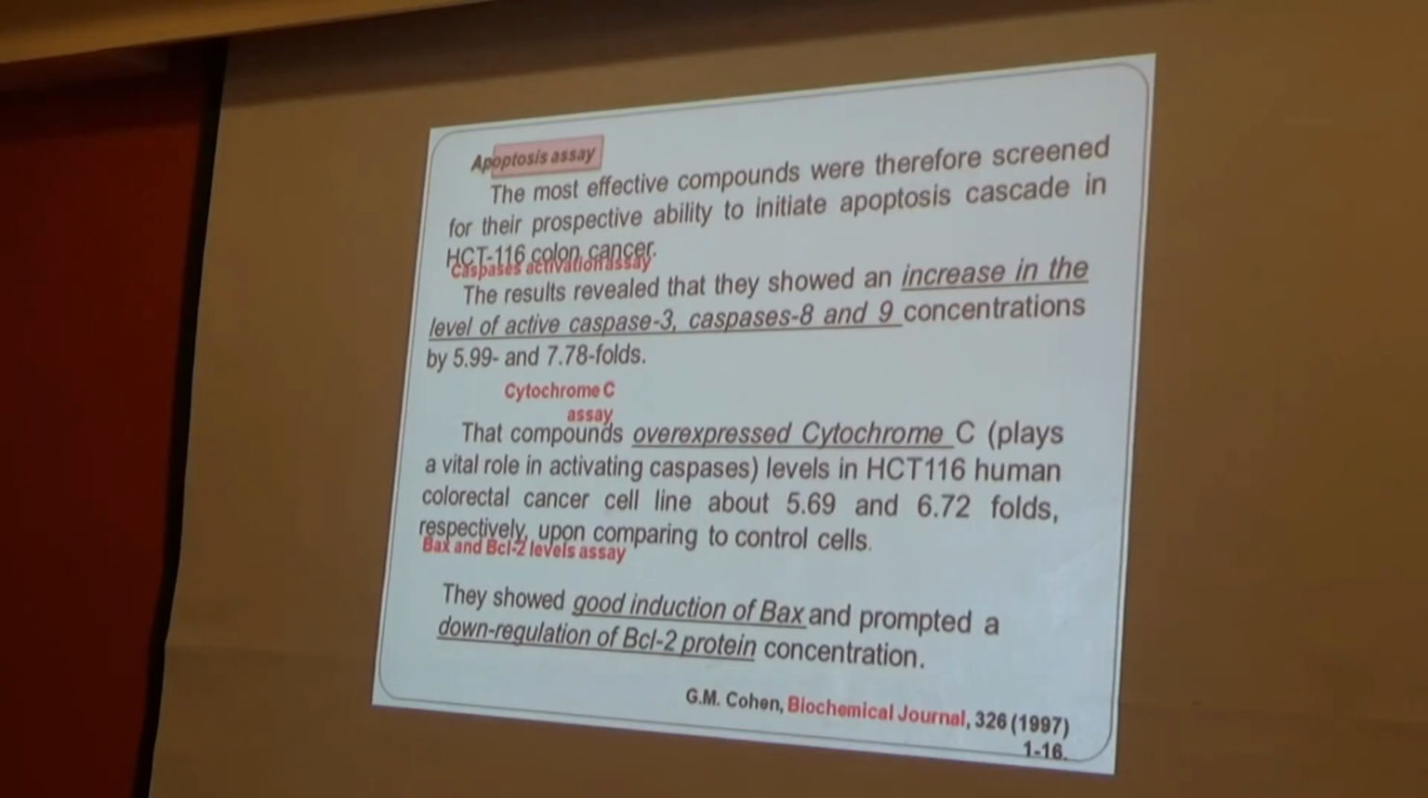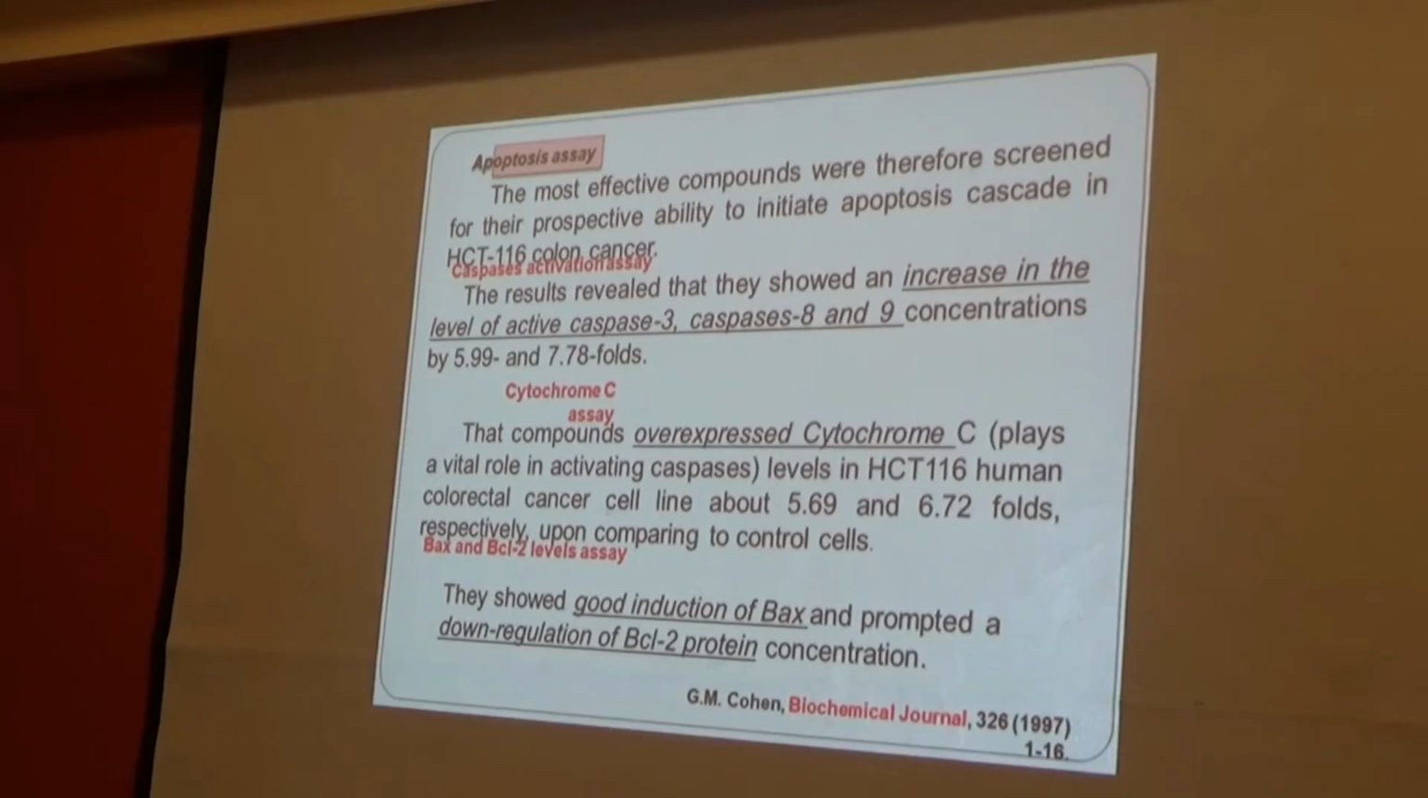Apoptotic assay. The most effective compounds were therefore screened for their prospective ability to initiate the apoptosis cascade in colon cancer cells. Caspase activity: increase in the level of active caspase 3, 8, and 9. Cytochrome C assay: overexpression of cytochrome C. And good induction of BAX and downregulation of BCL2. Caspase 8 and cytochrome C initiate caspase 3, and caspase 9 also initiates caspase 3. So it causes cell death.